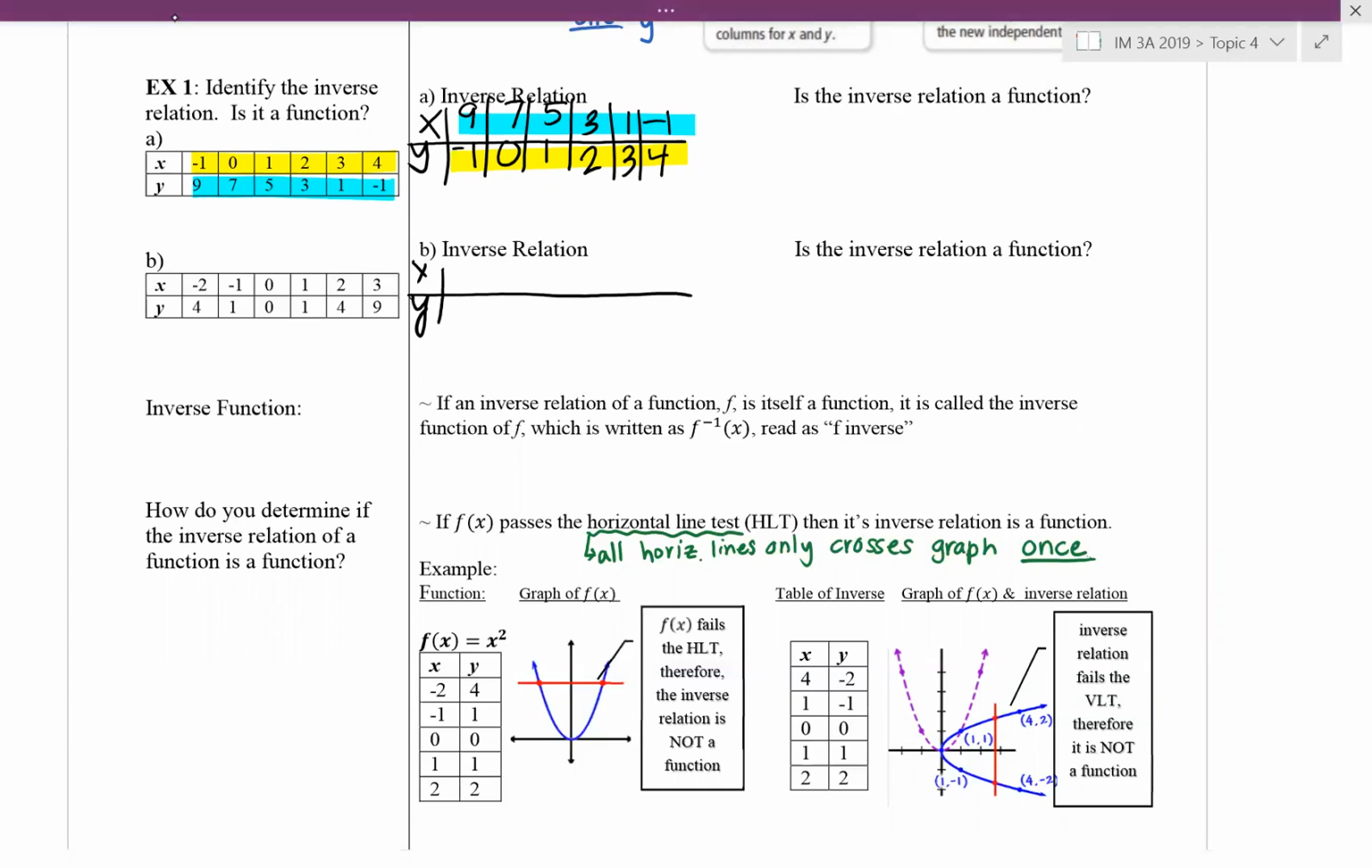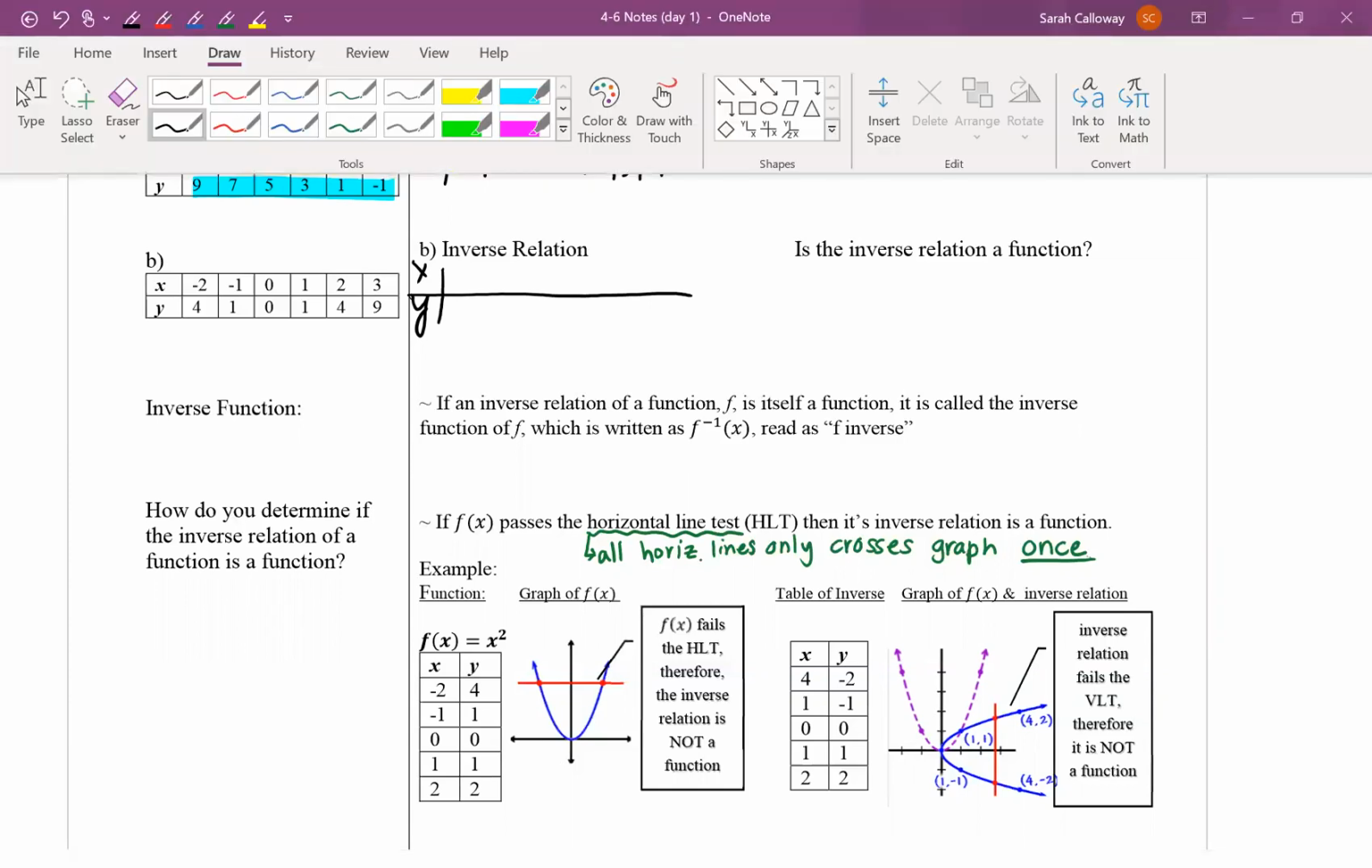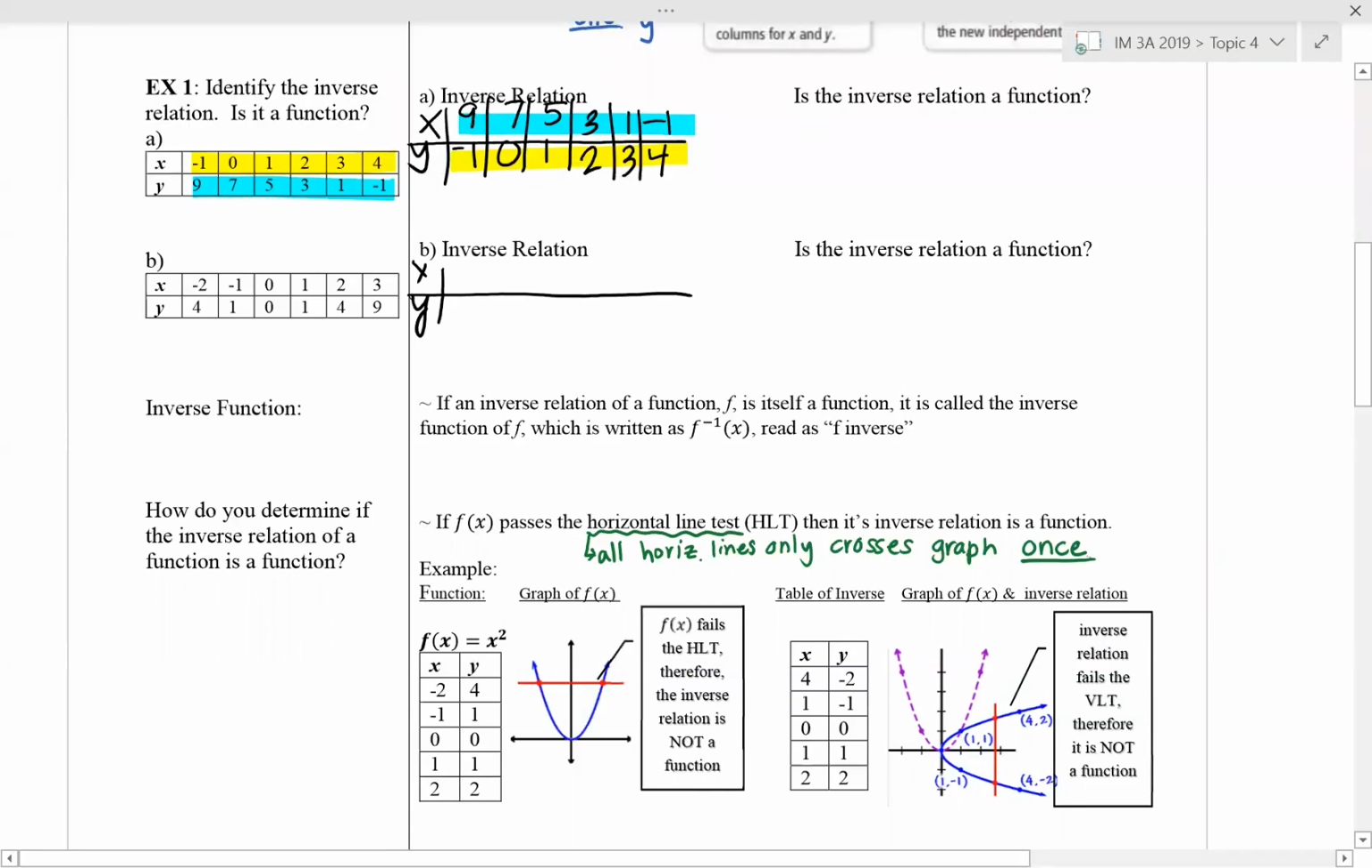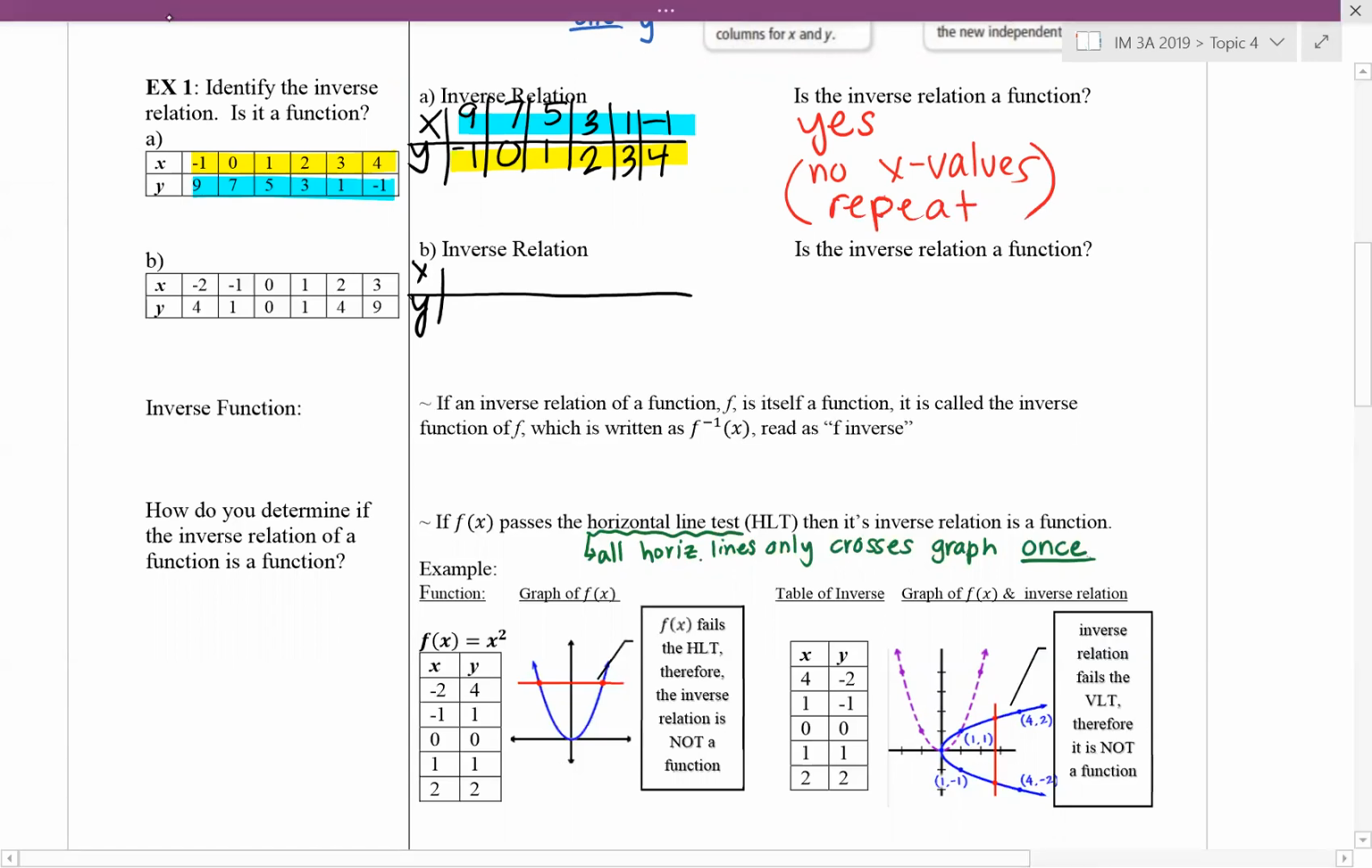So if we're looking at the x values only, if none of them repeat, which is the case here, all of these values are different, then yes, the inverse relation is a function. And so remember that we're looking at this because no x values repeat. And so if they did, that would mean that it is not a function. Okay, so just a little reminder of how we figure that out.